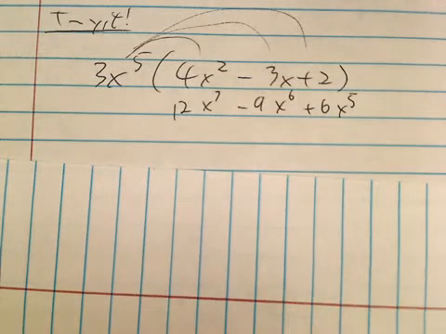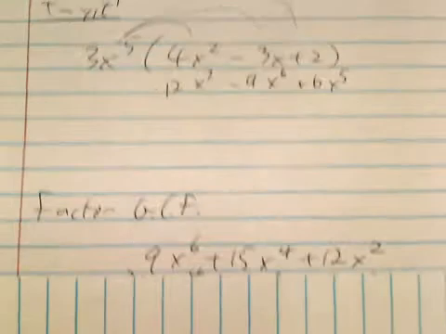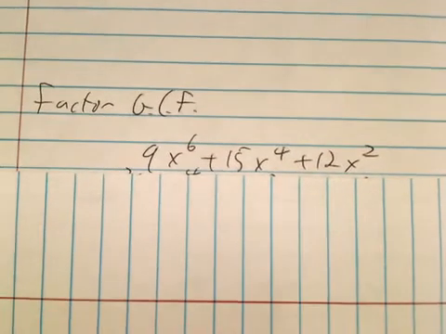Okay, here's my try. I multiplied that out. I got 12x to the 7th minus 9x to the 6th plus 6x to the 5th power. Okay. So that was just a warm-up. This is what we're really going to be doing today.